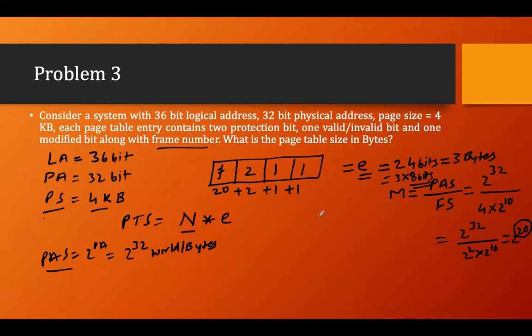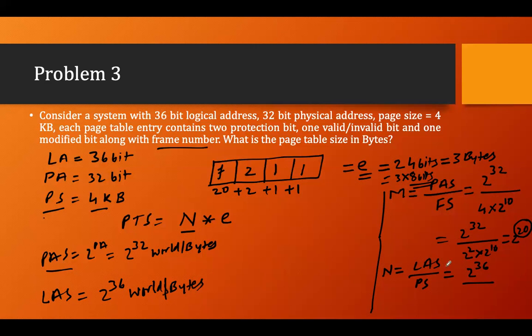What is N? N is the logical address space divided by the page size. The logical address is 36 bit, so the logical address space is 2 to the power of 36 bytes, divided by 4 KB, which is 2 to the power of 12.